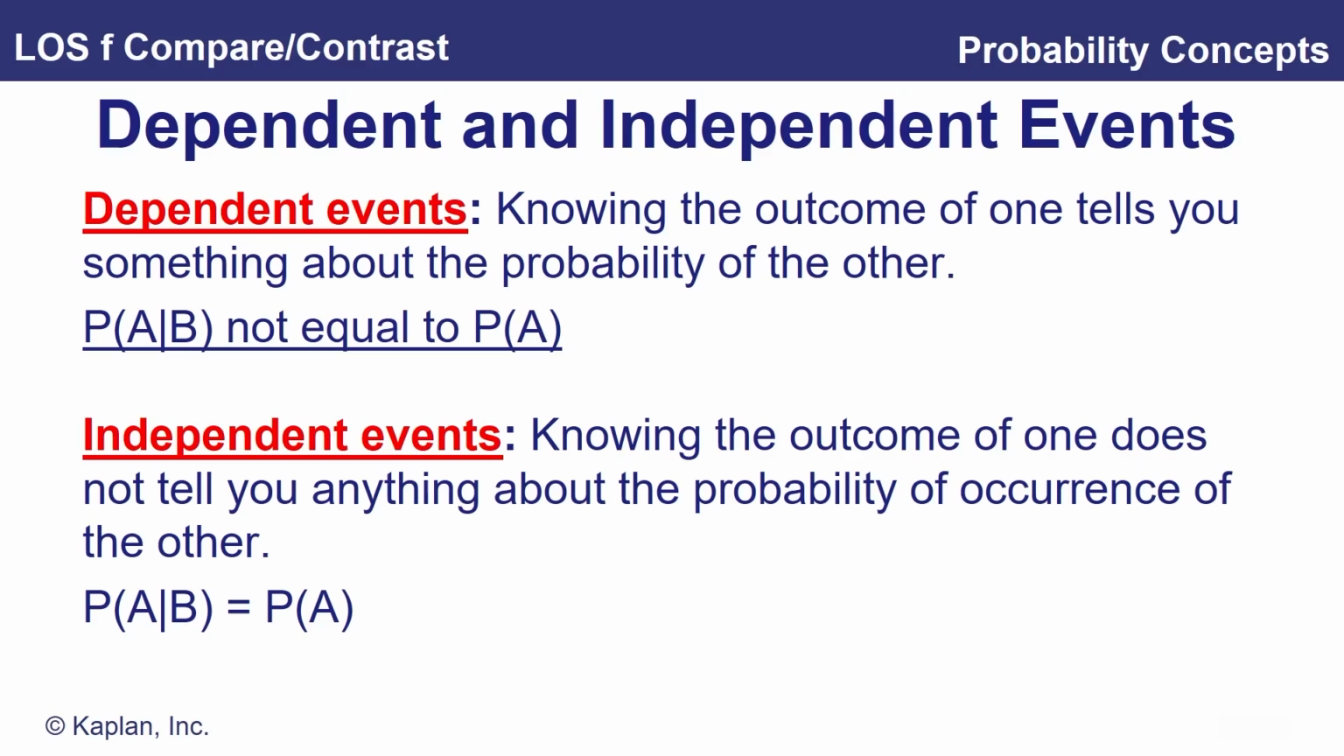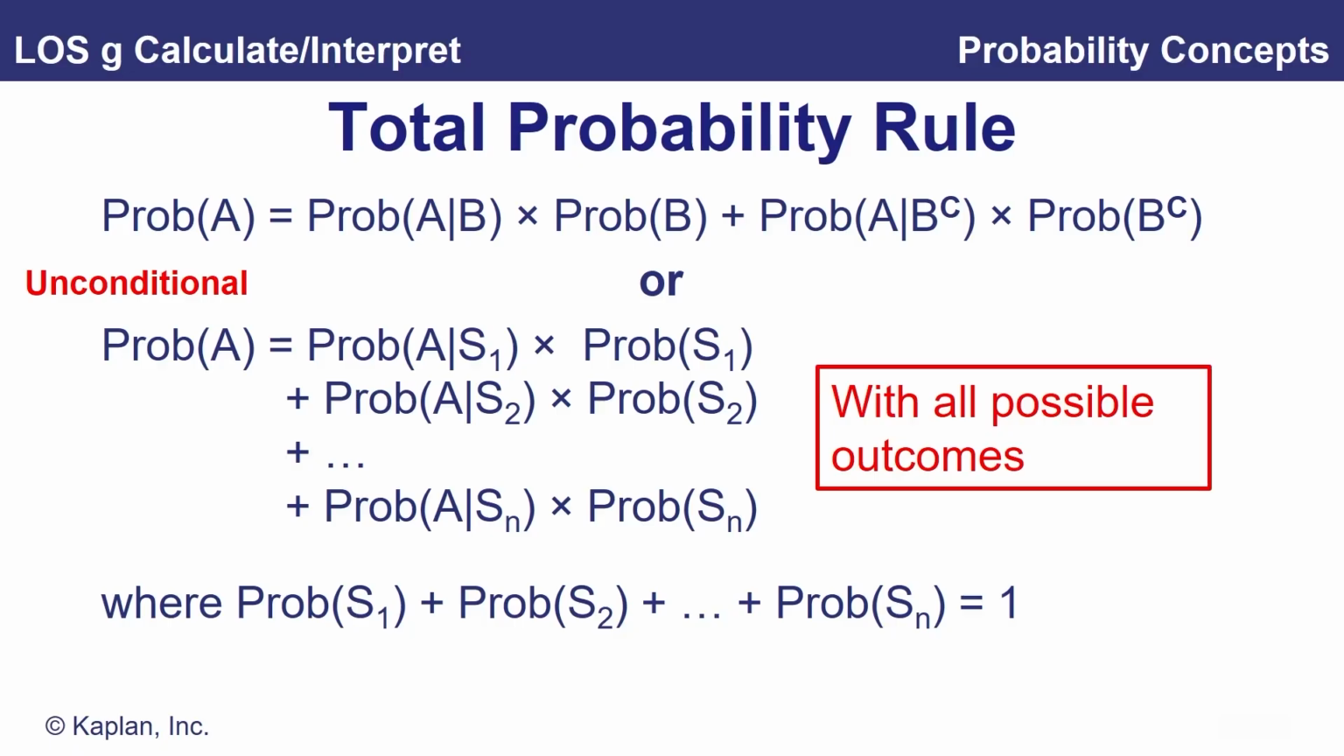So with a dependent event, the probability is changing based on the outcomes of past events. Our conditional probability, the probability of event A occurring given that B has occurred, is not equal to simply the probability of event A occurring. Okay, so let's return to our total probability rule here. The LOS asks us to calculate and interpret unconditional probabilities using the total probability rule. So we're looking for the unconditional probability of event A occurring here.